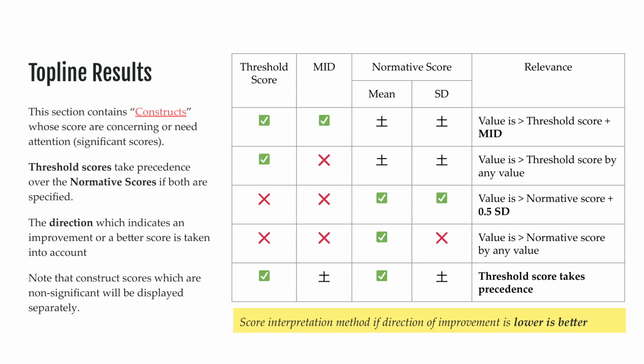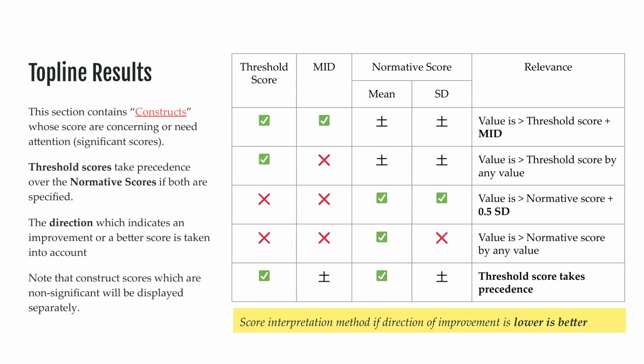Some of the scores, like functional scores in EORTC QLQ C30, have a direction of improvement where higher scores indicate better outcomes. On the other hand, there are scores like symptom scores where a lower score is better. So in this table, which is showing how the score will be interpreted if a lower score is better, if the score that is reported by the patient exceeds the threshold score or the normative score, then it is considered as clinically significant, otherwise not.